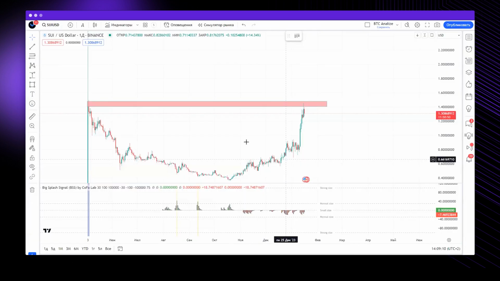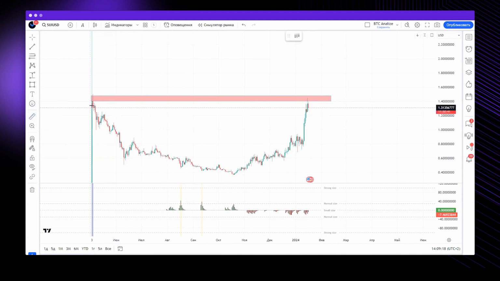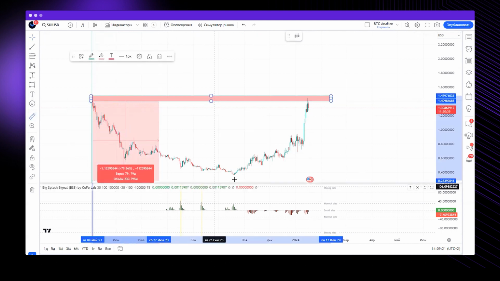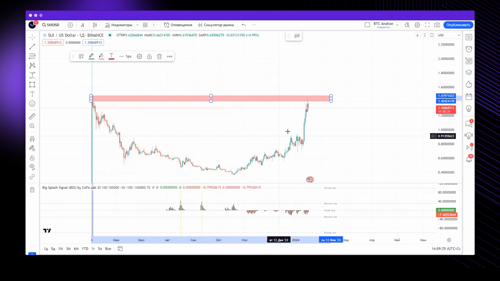So, when we open the SUE chart, we can observe a range to which the price has approached. This range is significant because it is where the market maker and major market players previously dumped the price, causing a decrease of 74%. Yes, this is indeed a serious level from which further correction may potentially ensue in the future. In addition, the Big Splash Signal tool from CoFo Lab is also included.